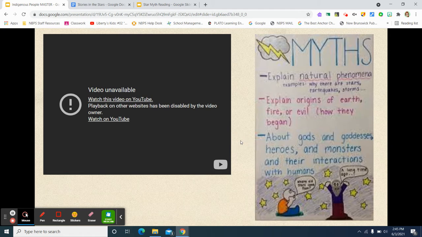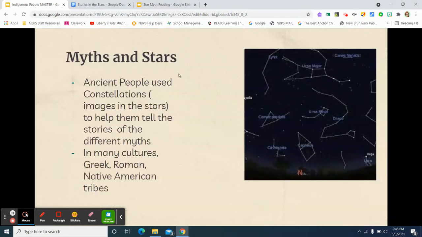With that in mind, we're going to read a myth. All right, so myths and stars are related. Ancient people used constellations, the images in stars, to help them tell different stories about myths. So this included the Greeks, the Romans, the Mesopotamians, and Native American tribes.